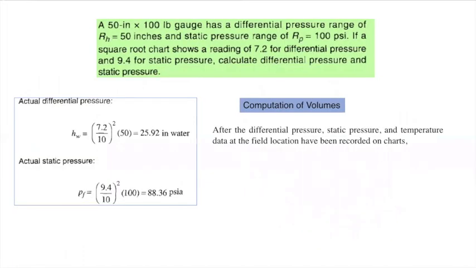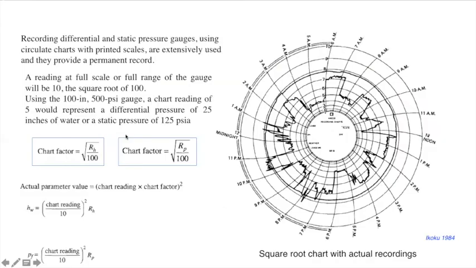Now here you can see one example of this computation. Here you have a 50-inch and 100-pound gauge. So the 50-inch is the maximum recording that is possible by the differential pressure gauge, and the 100-pound gauge is the absolute pressure gauge, which is giving you a maximum value of 100 psi. So here you have RH equal to 50 and the static pressure range of RP equal to 100. Now you have these two values. You can put these values here, that is, in the previous equation.